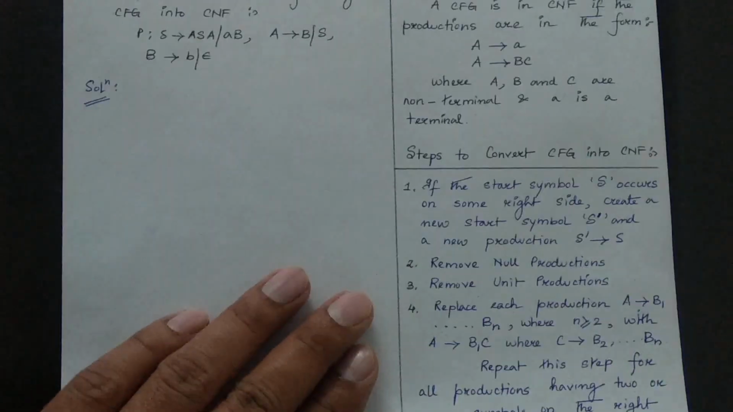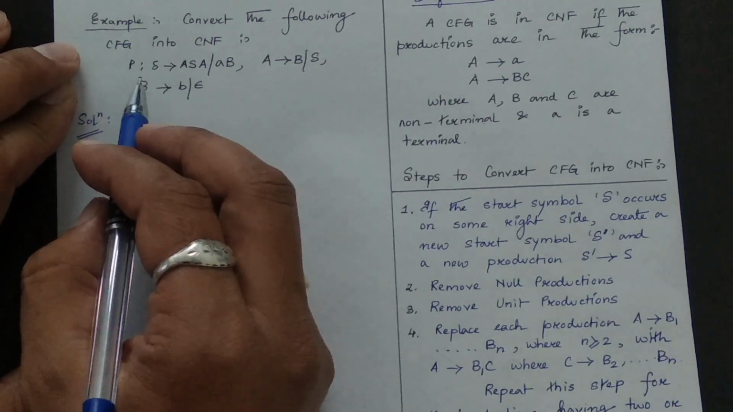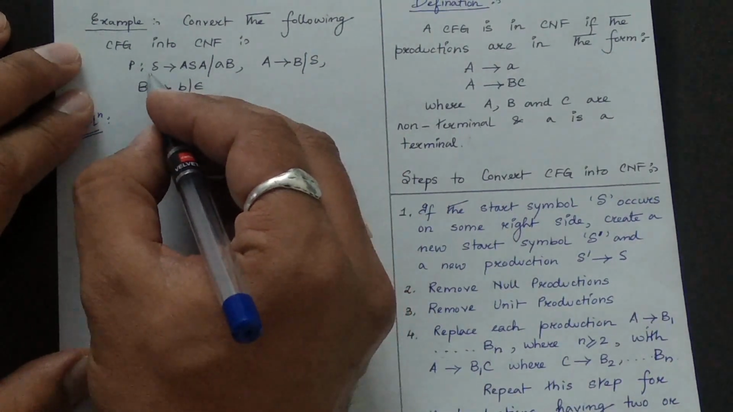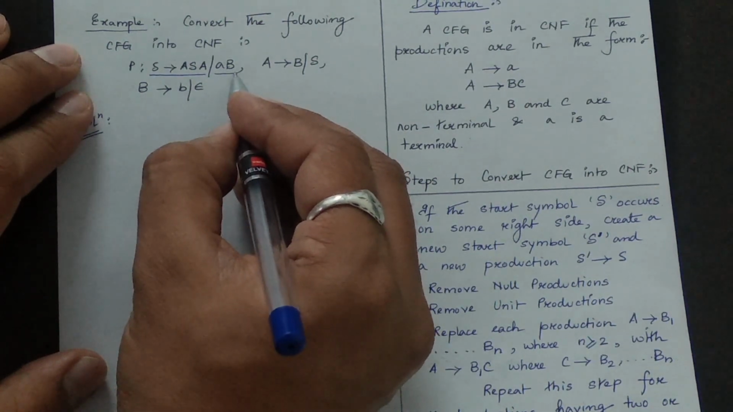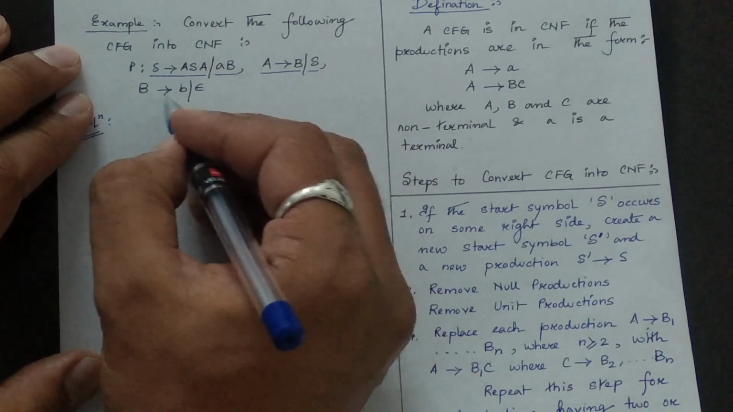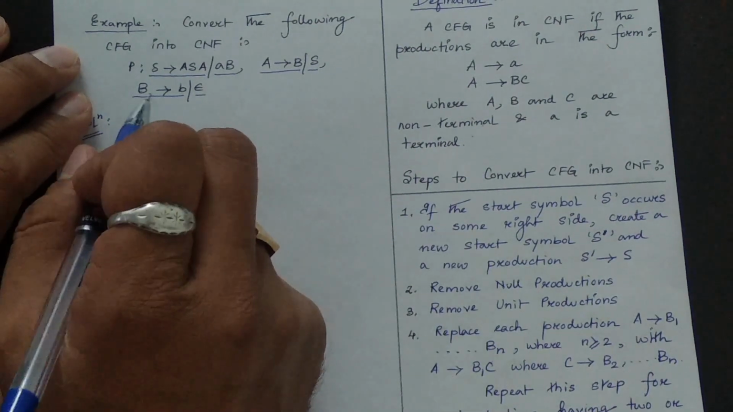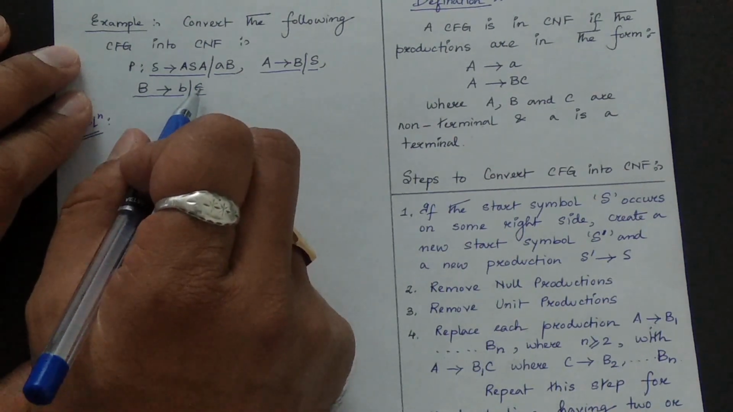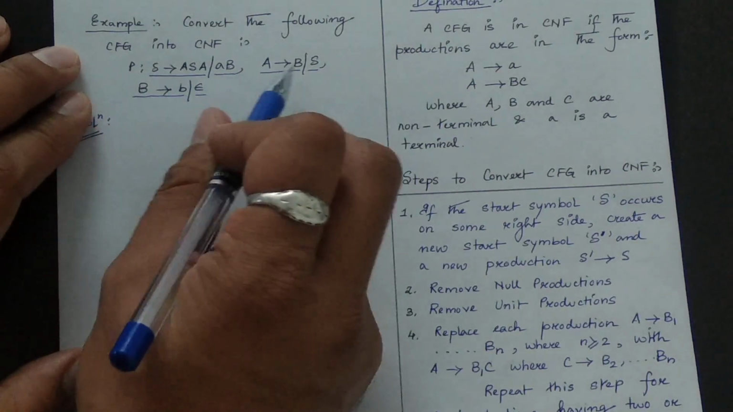The example says to convert the following CFG into CNF, and the CFG is given to you. Now, if you look at this particular one, this is not in CNF, right? This one is not in CNF. This is also not in CNF. This is also not in CNF. This is in CNF and this is in CNF, correct? Because a non-terminal followed by a terminal is in CNF. So these are in CNF, so I have to work on only these points.